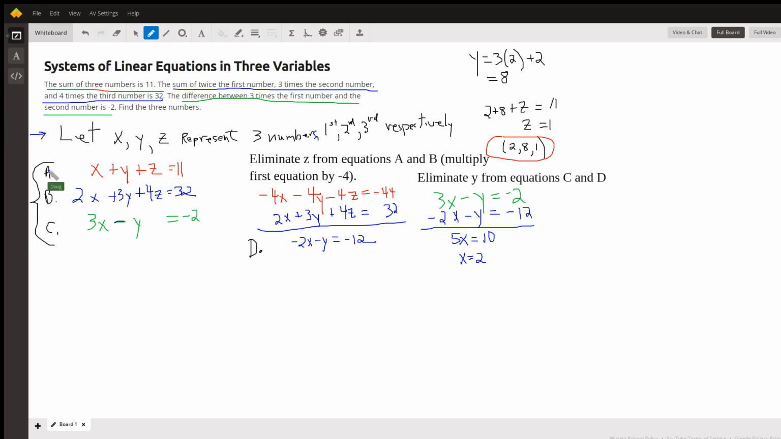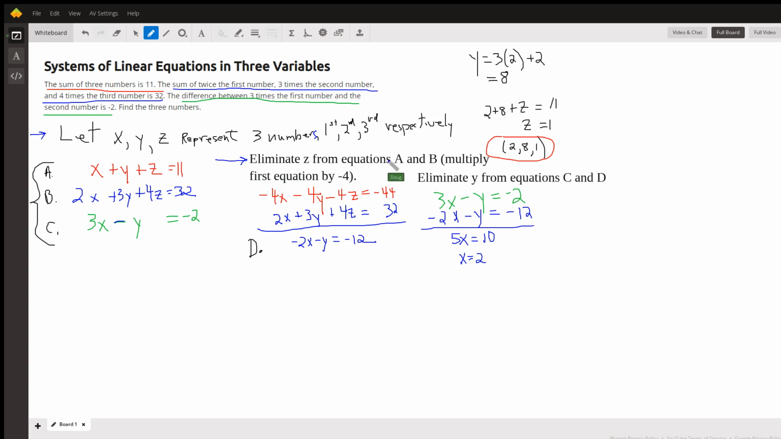There's several different ways to solve this system. I'm going to make the assumption that you're using the addition elimination method. So what we want to do is take two different pairs of equations and eliminate the same variable. And then we'll be down to two equations and two unknowns. In this case, equation C is already missing the letter z. So if I could eliminate z from A and B, I'd have two equations containing x and y, and I could solve that system.